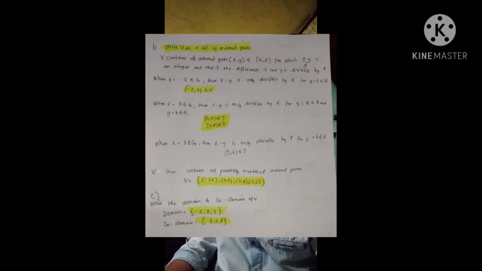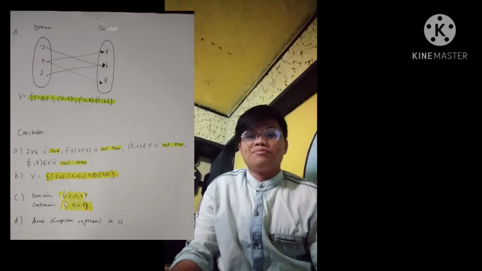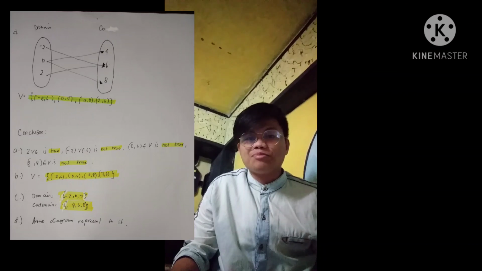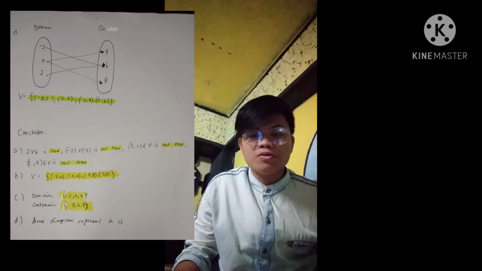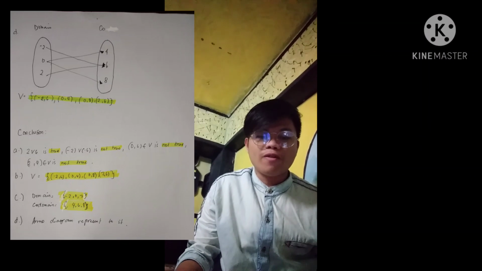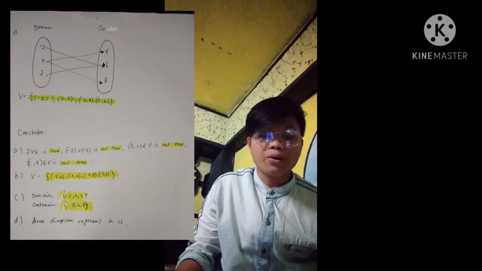For letter C, write the domain and codomain of V. The domain is negative 2, 0, 2. The codomain is 4, 6, and 8. For letter D, the domain and codomain, I draw an arrow to illustrate the domain and codomain, which you will find at the set of ordered pairs.